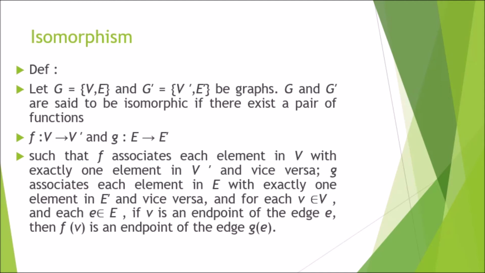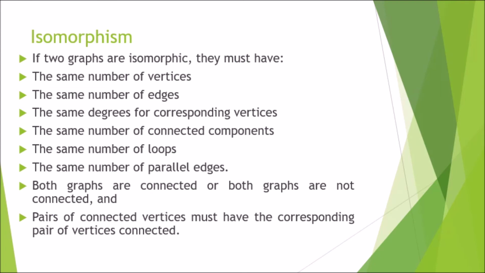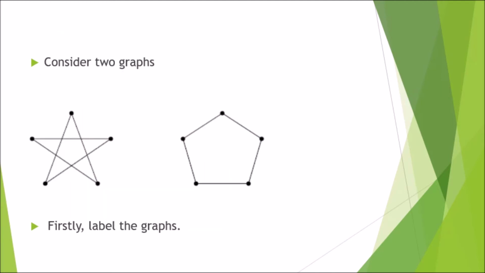Let's understand what isomorphism is by using an example. We must have these conditions for two graphs to be called isomorphic. The same number of vertices, the same number of edges, the same degree of corresponding vertices, the same number of connected components, and the same number of loops can be seen in both graphs. Then these two graphs can be called isomorphic. Let's see with an example.